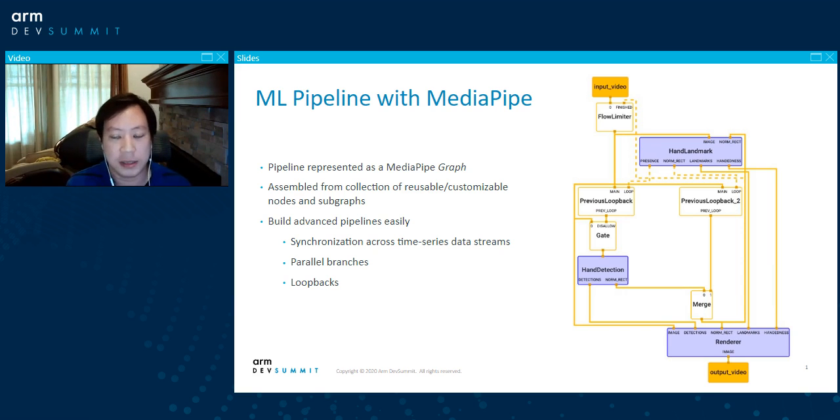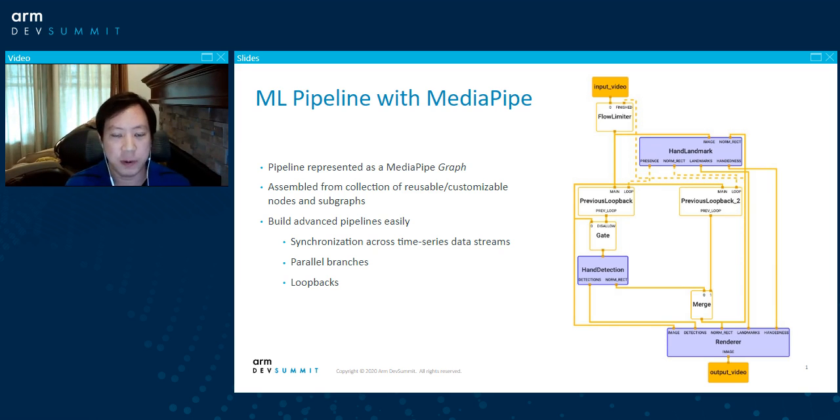And another feature is this framework lets you build pipelines with parallel branches easily. And you can even go further to specify, I want this branch to run entirely on GPU while the other branches run on CPU in parallel. And as I discussed earlier, the framework also allows loopbacks so that you can reuse the output of the current frame as the input of the next frame.